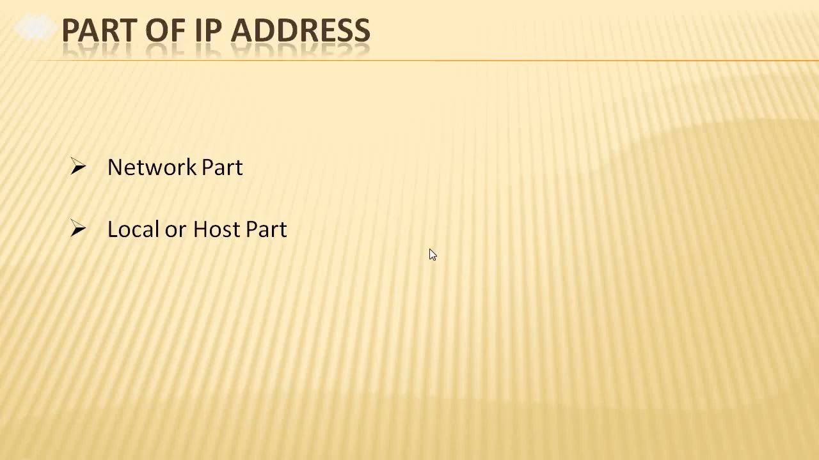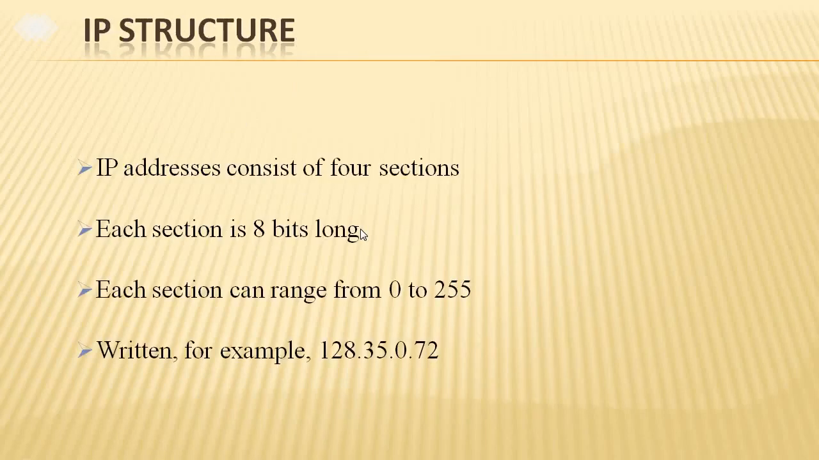Parts of an IP address. The IP address can be further classified into two parts. First is the networking part, and second is the local, or host, part. Now, the IP structure. The IP structure consists of 4 sections, where each section is 8 bits long, and each section can range from 0 to 255.